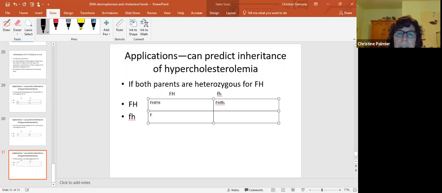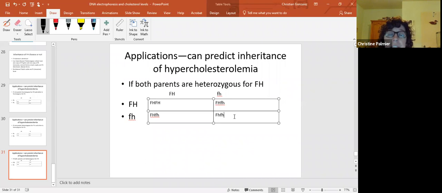This one's heterozygous and high cholesterol. This one is homozygous recessive and normal cholesterol. I keep saying low, I'm sorry, it's normal cholesterol. So 1, 2, 3 squares are high cholesterol. It doesn't matter that 2 of the squares have a little fh. As long as they have a big FH, it's high cholesterol. So you have high cholesterol 3 to 1. So these 3 squares have high cholesterol and this has normal cholesterol. So it's a ratio of 3 to 1 or 75% to 25%. So 75% chance of having high cholesterol and 25% of having normal cholesterol.